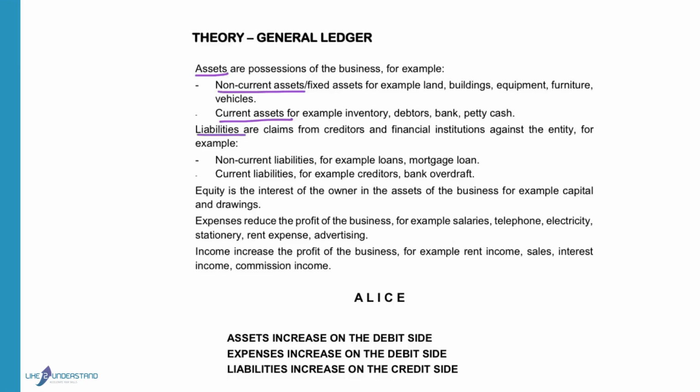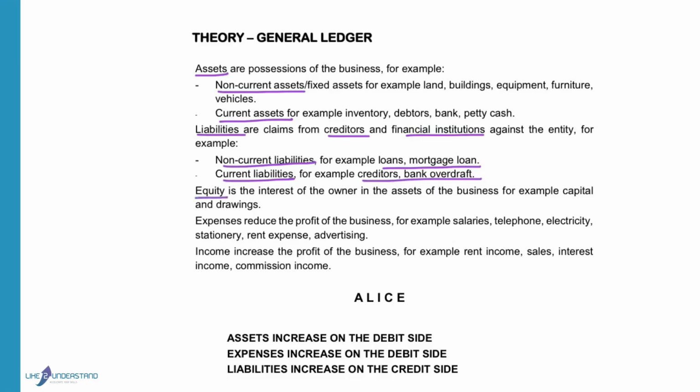Liabilities are claims from creditors because we owe them money, or from financial institutions because we borrowed money from them. We also divide liabilities between non-current liabilities and current liabilities. Non-current liabilities we will pay back over a period longer than 12 months in the future, for example, loans and a mortgage loan. A current liability will be paid back within 12 months, for example, creditors and bank overdraft.